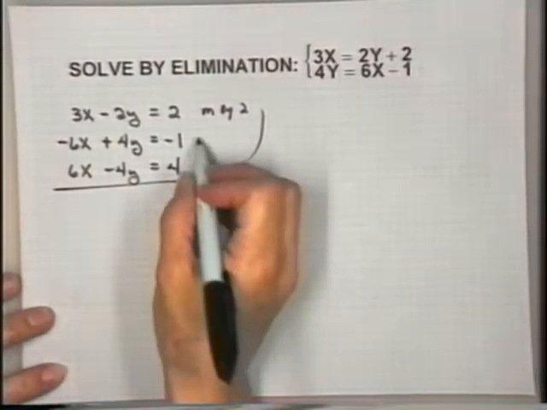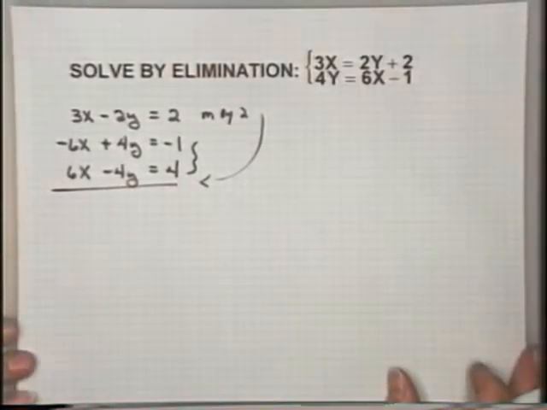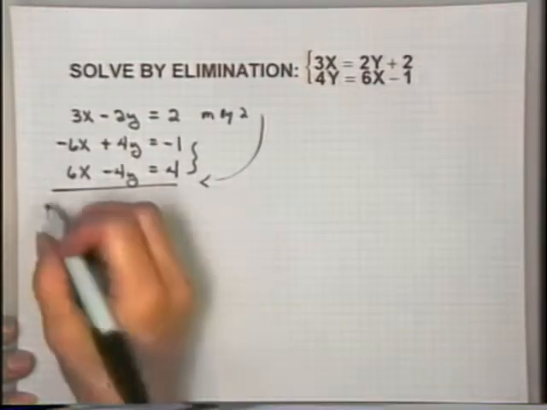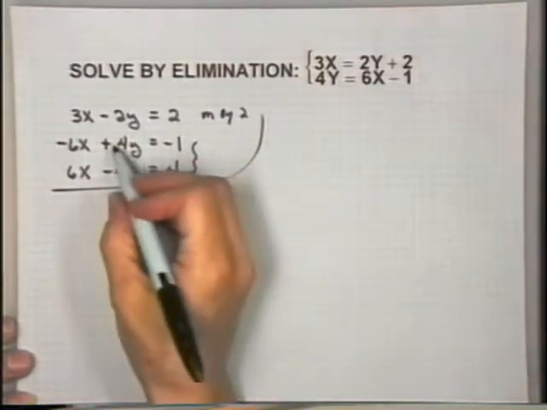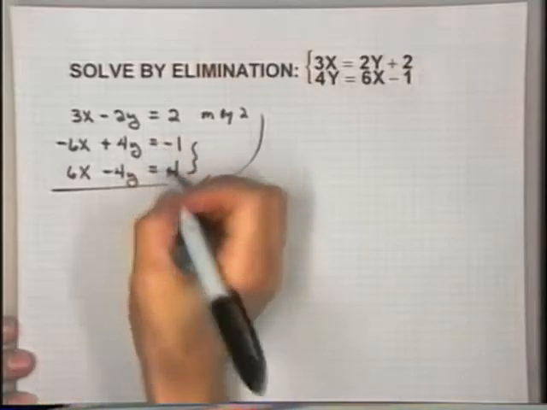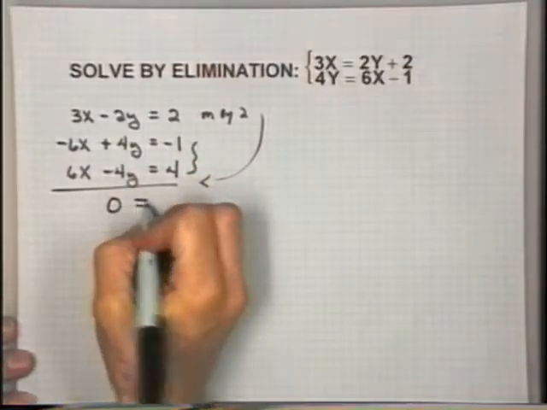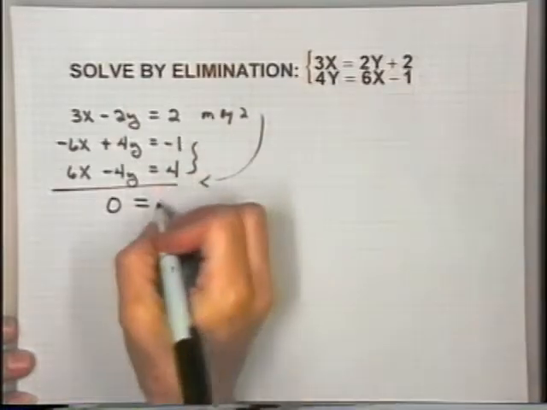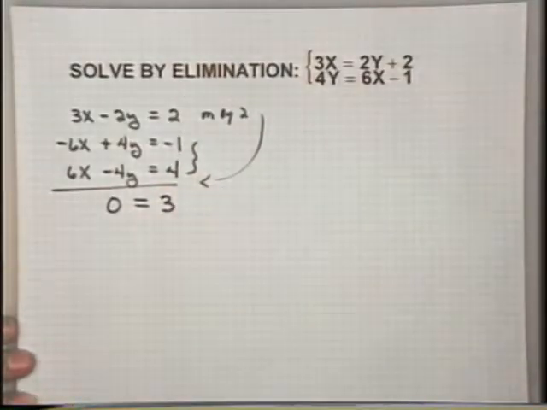Now we're going to add these two equations together. Negative 6x plus 6x is 0x, or 0. Don't need to write that down. Plus 4y minus 4y is 0y, or 0. Now, I'm to my equal sign, so I am going to need to put a 0 down for this side of my equation. Over here, I have a negative 1 plus 4, which is a 3.